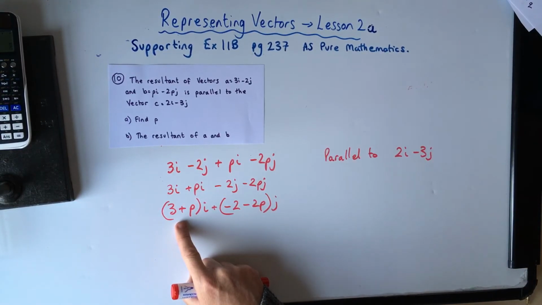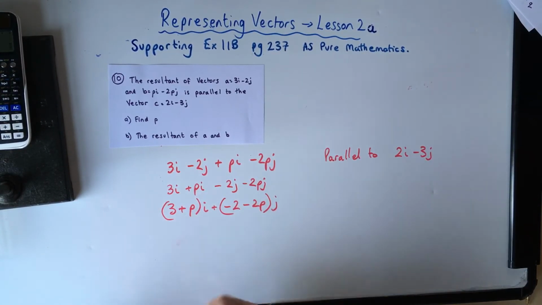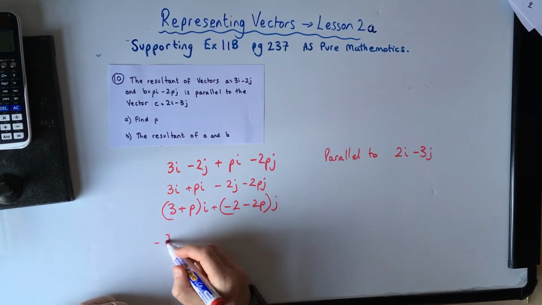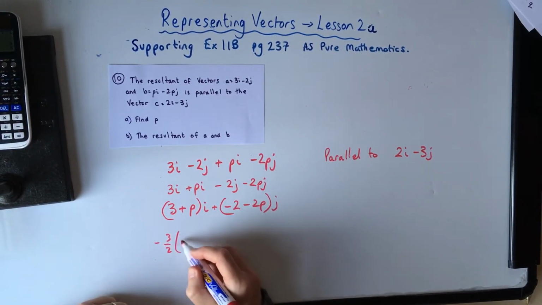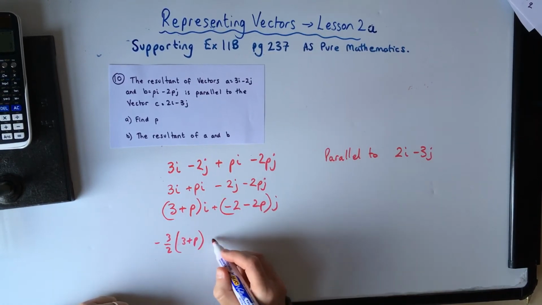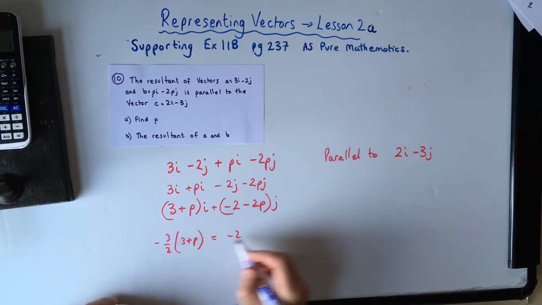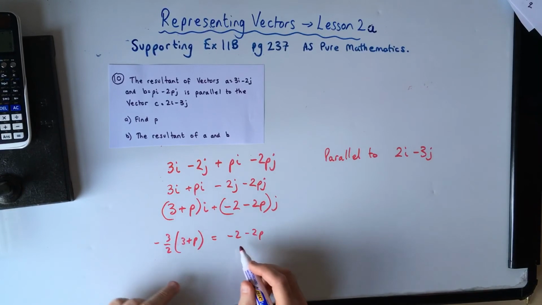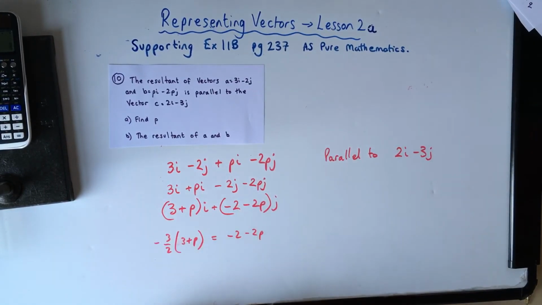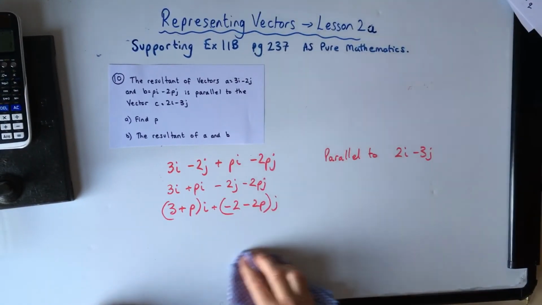2 and times it by minus 3. So minus 3 over 2 divided by 2 and times by minus 3. Lots of that has got to be equal to minus 2 minus 2p, and multiply that out and solve it that way. I'm going to do it a slightly different way for you now.